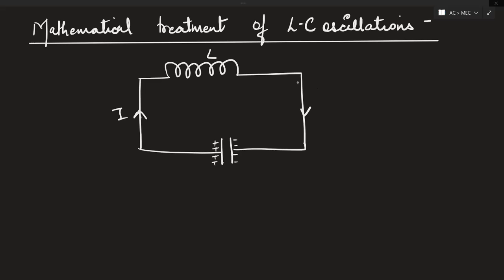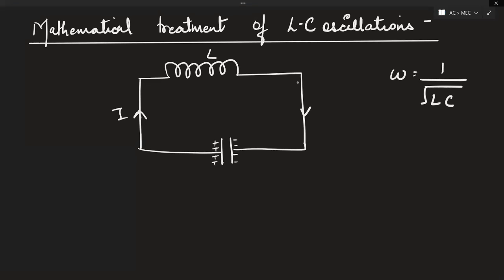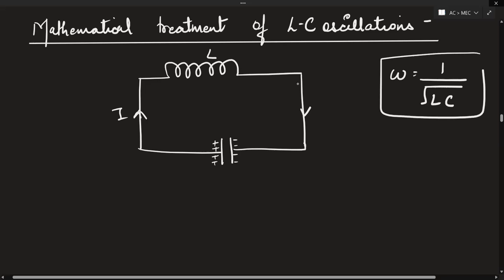See, omega, Akifa. This is 1 by under root LC. You people are not at all revising. 2 pi nu is the normal angular frequency. For resonant condition, omega is equal to 1 by under root LC. This is the formula for it. Please start revising.